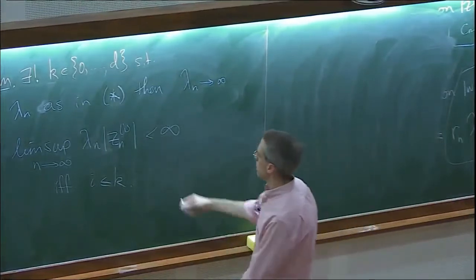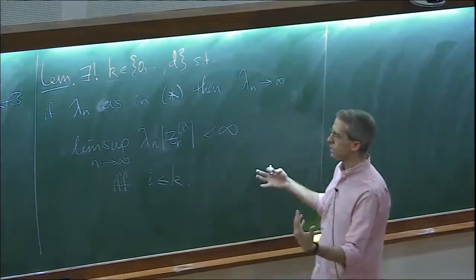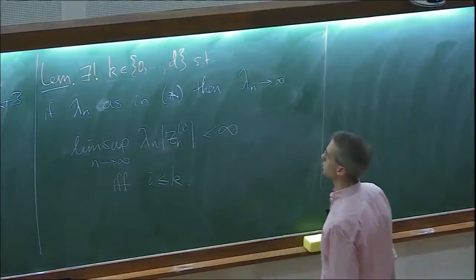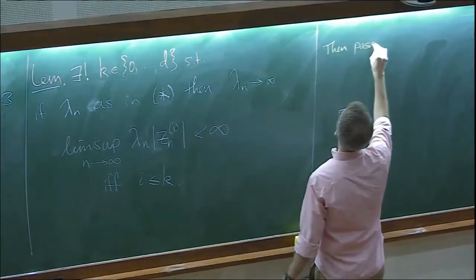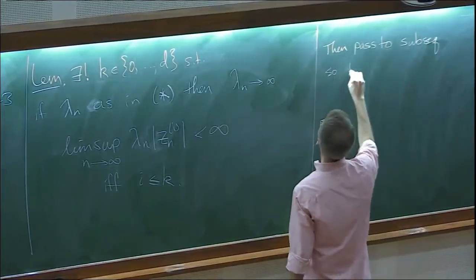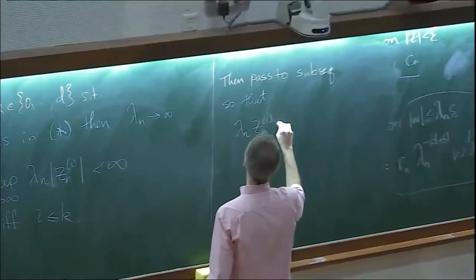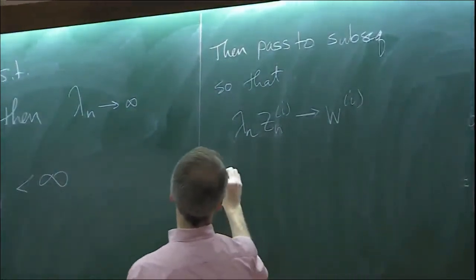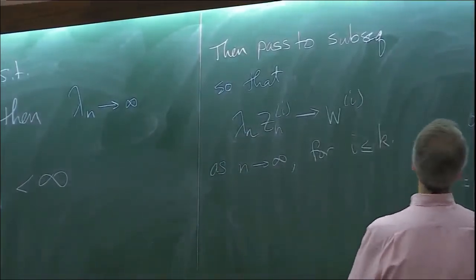Okay, so what does this mean? It means that there is a correct number to choose, a correct number k, so that if you rescale it so that those k have limits, then all the rest go off to infinity, and then you have a monic polynomial limit. So then I can tell you what the local limit is. We pass to a subsequence so that all the near zeros converge. After the rescaling, lambda n times z_n,i converges to some point that I will call w_i as n goes to infinity, for i less than or equal to k, for the near zeros.